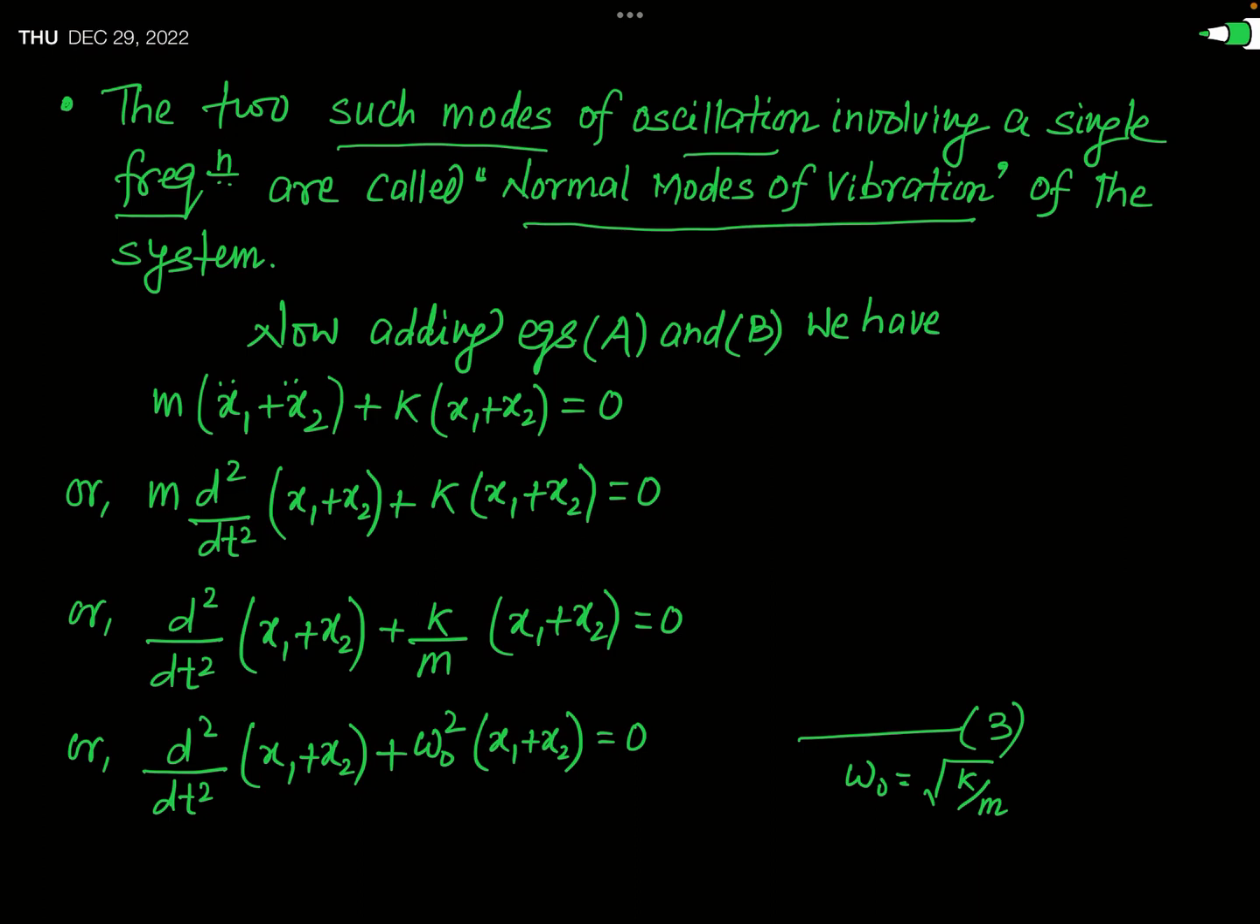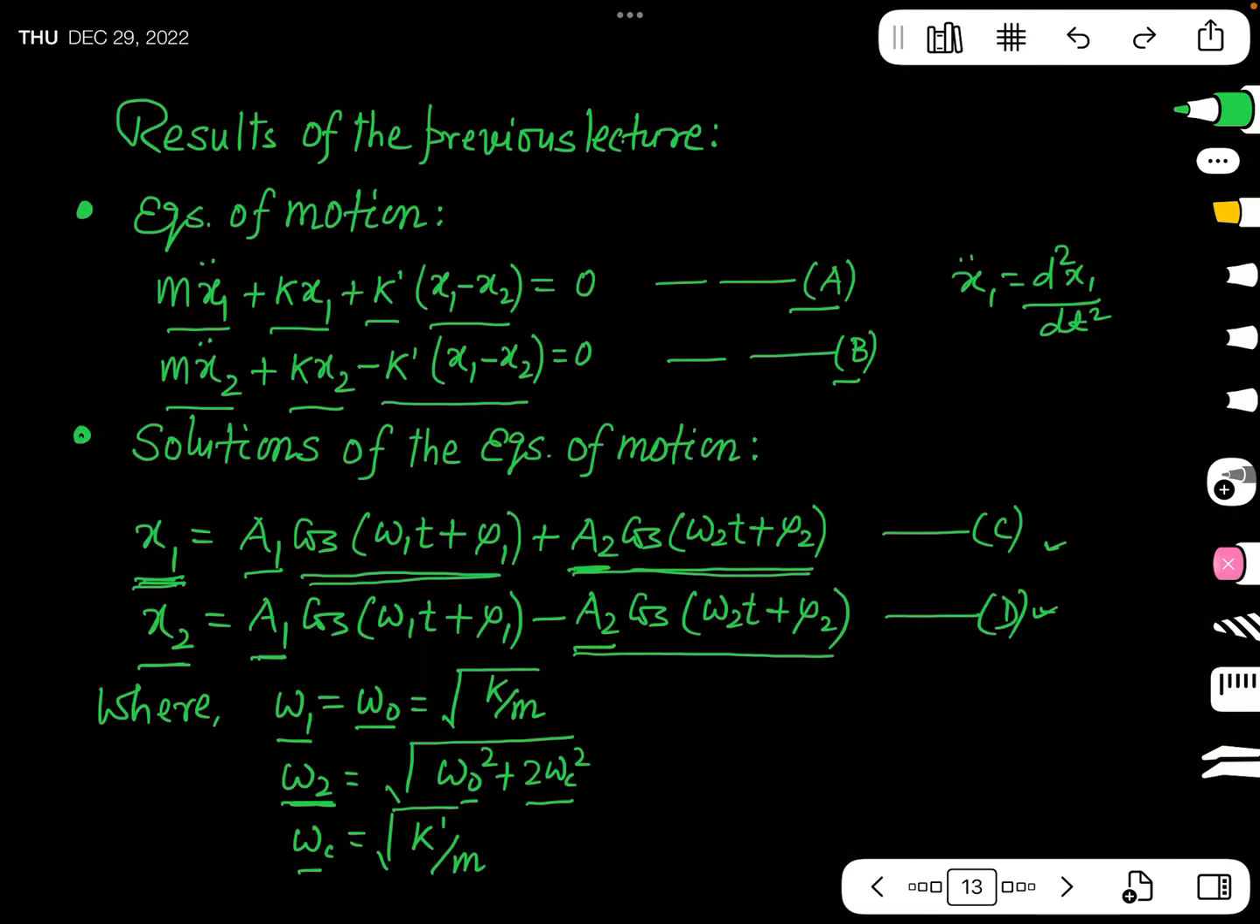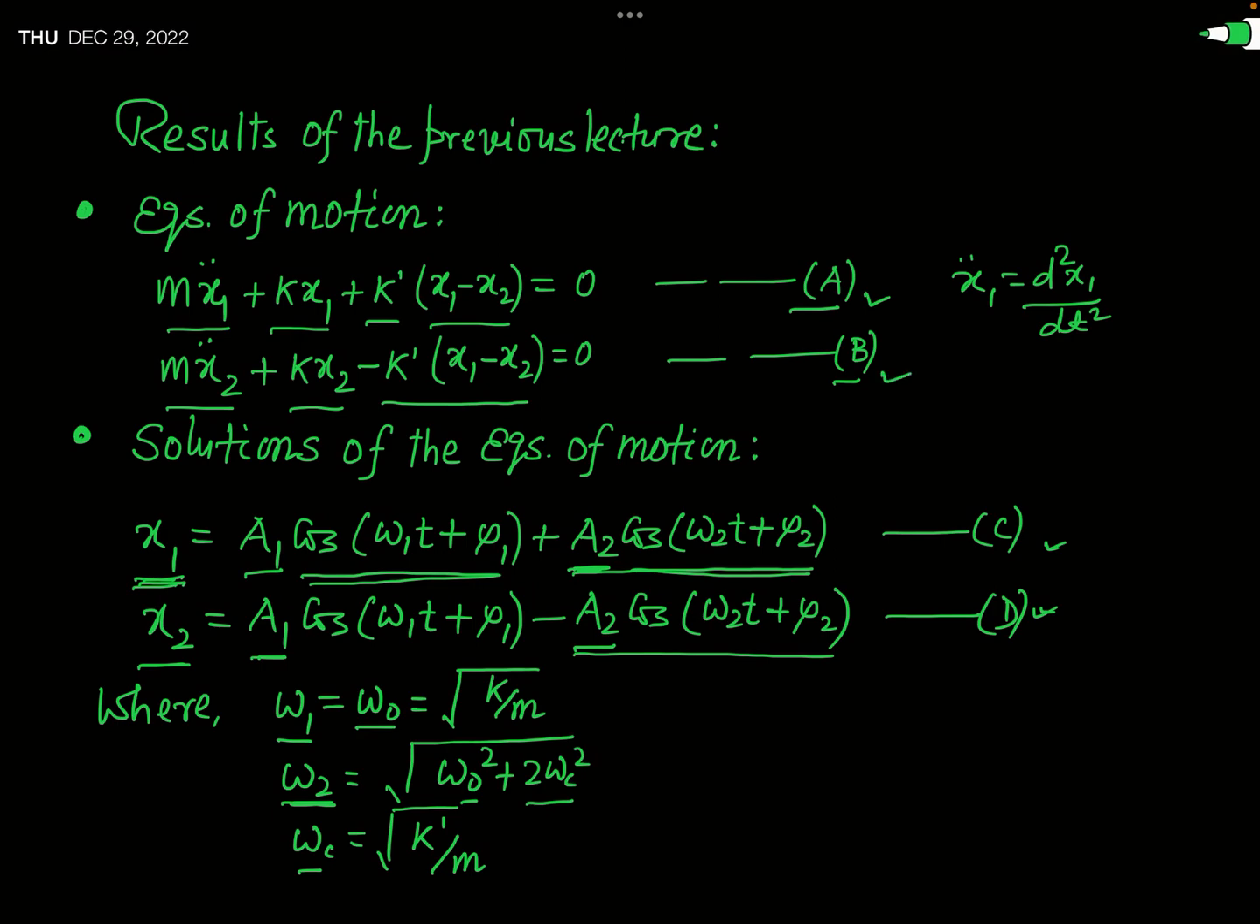Now to get the idea of normal coordinates, let us do some algebra. You can see we have actually obtained two equations of motion in the previous lecture, which I have mentioned here in equation A and in equation B. So to get the concept of normal coordinates, let us add these two equations, that is, we are going to add equation A and equation B. When you add these two equations, as this term k dash times (x1 minus x2) in equation A is positive and in equation B it is negative, these two terms will cancel out. Okay? These two terms will cancel out.